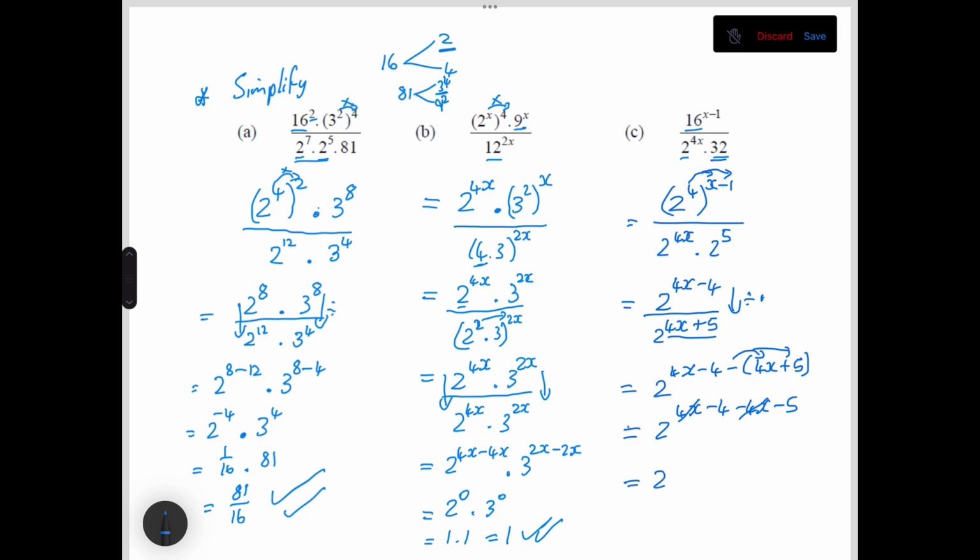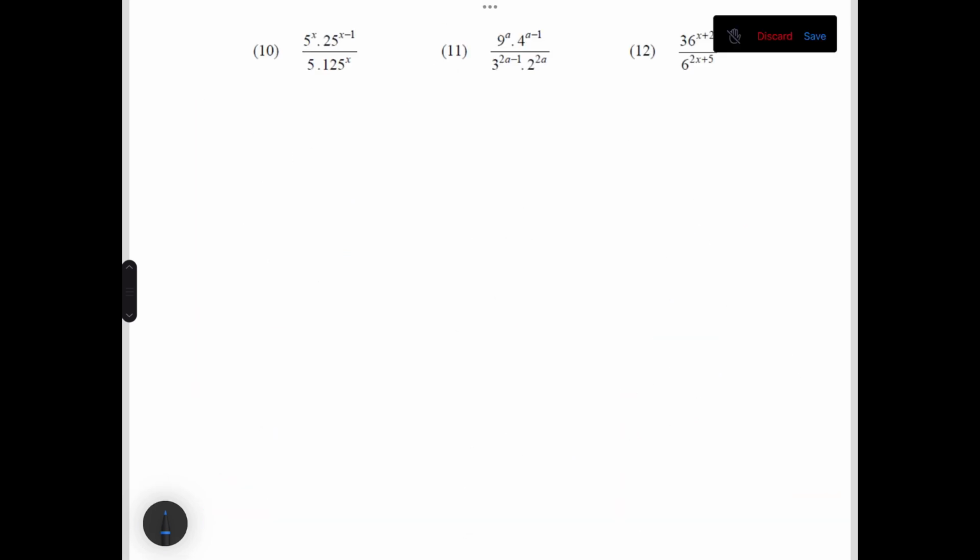You cancel out the 4x and 4x. That gives me 2 to the power of negative 9. That also gives me 1 over 2 to the power of 9 as a positive exponent. And it can also be written as 1 over 512. And there we go. Done. Right, on to the next one.